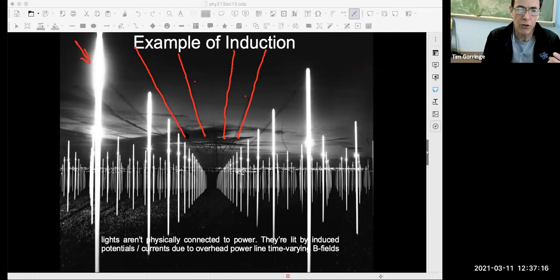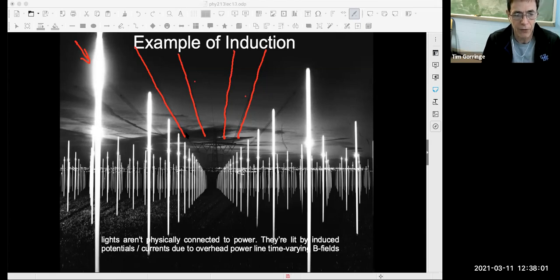And so those electrical currents create a magnetic field. And because they're alternating electrical currents, they create a magnetic field that's alternating to and fro rapidly. And so they're creating an environment around a power line of alternating magnetic fields, alternating B fields. And what you're seeing is that alternating, time-varying, time-changing magnetic fields induce electrical potentials, electrical currents that are lighting the lamps, that are lighting the lights.